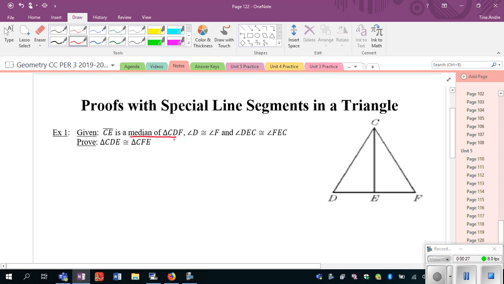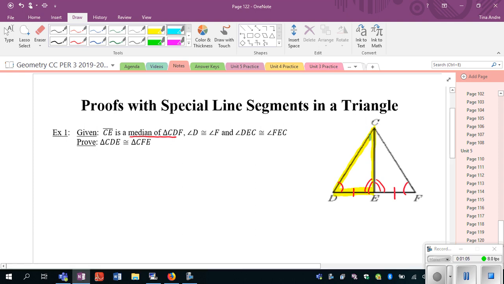So CE is the median of this triangle, which means that E would have to be the midpoint because medians connect from the vertex to the midpoint of the opposite side. And if E is a midpoint, well, that makes these two parts here, DE and EF, congruent. So that's important. And then this other stuff here, angle D and angle F are congruent. Angle DEC, so DEC and FEC, those are also congruent.